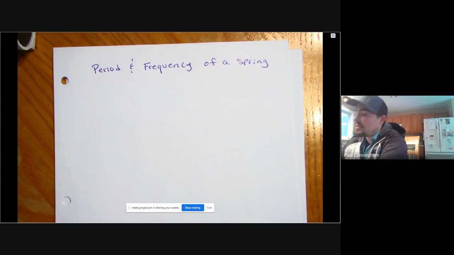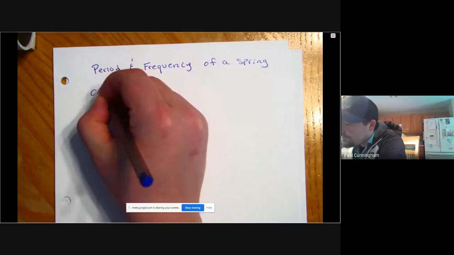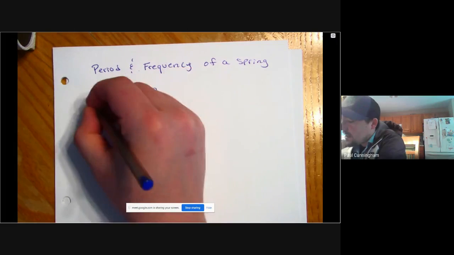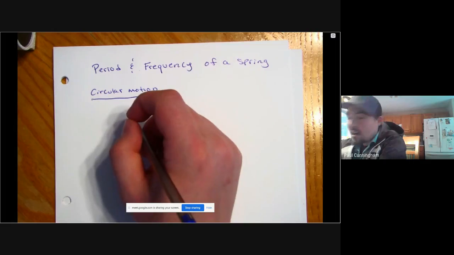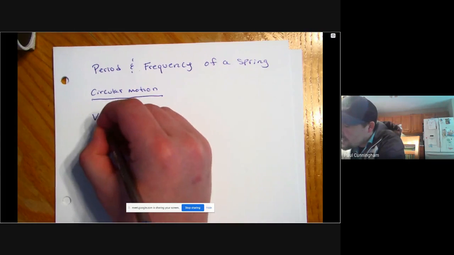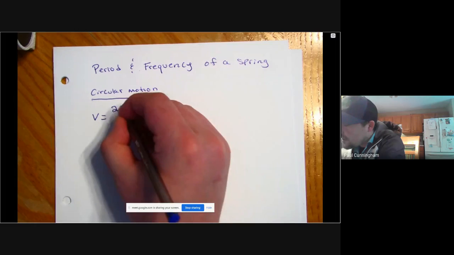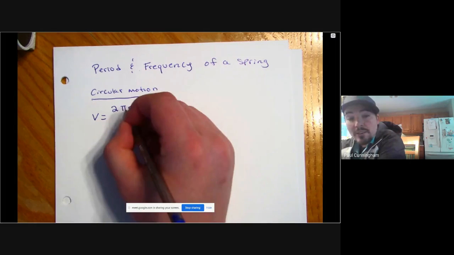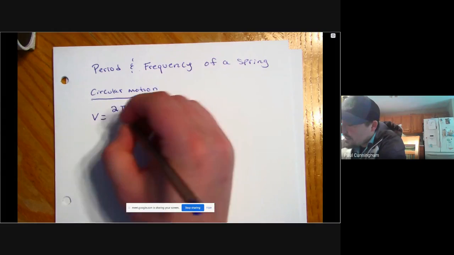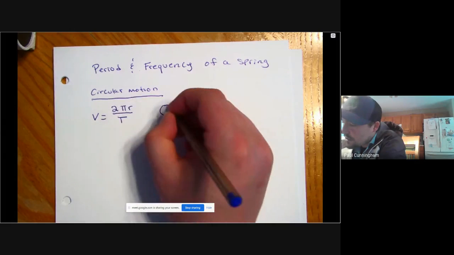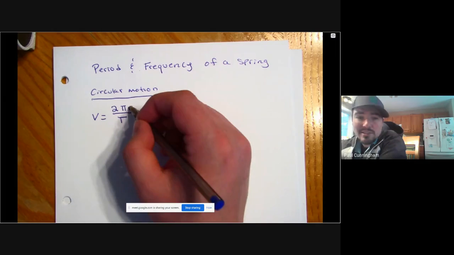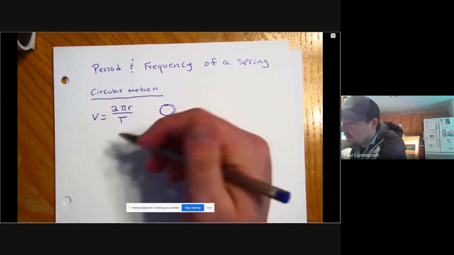We talked a little bit about this back in circular motion. Remember what we did in circular motion when we had the bat and the pig and everything. We talked about the velocity, and the velocity was equal to 2 pi r over the period. Why 2 pi r? That's the circumference of the circle, so it was the distance around the circle divided by the period, because that was the time it took to get around that circle. So this is just another formula. Basically it says distance over time.